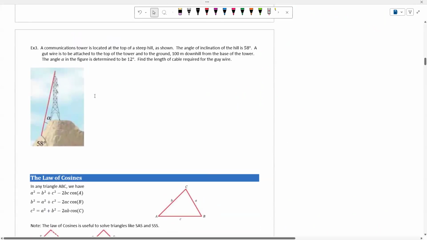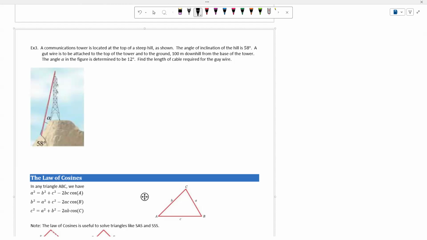Okay, now, problem number 3 here, we have a communication tower. It's located at the top of the hill, and the angle of inclination of the hill is 58 degrees. And then a guide wire is to be attached. This is the guide wire that we have. Attach the top of the tower to the ground that is 100 meters downhill from the base of the tower. And then to make this angle right here, alpha, actually 12 degrees.